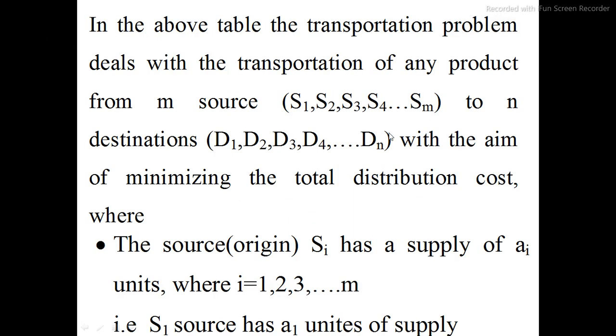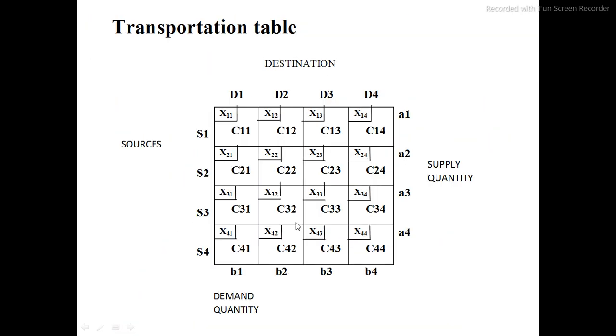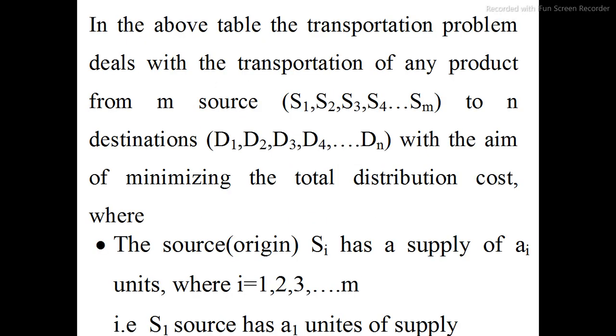So you can see it, what I have explained, I have written it here. The above transportation problem deals with the transportation of any product from M sources to N destinations with the aim to minimize the distribution cost. Overall, the aim is to minimize the overall cost of transportation.